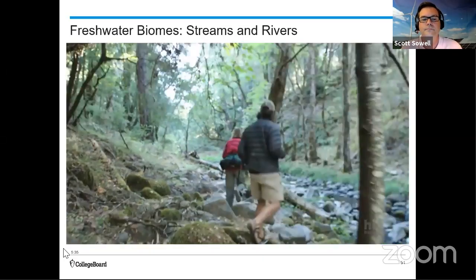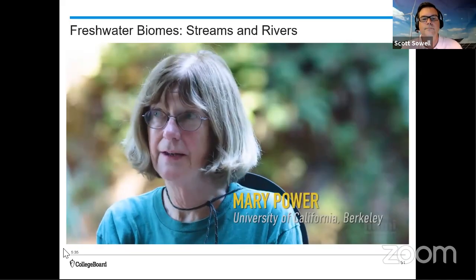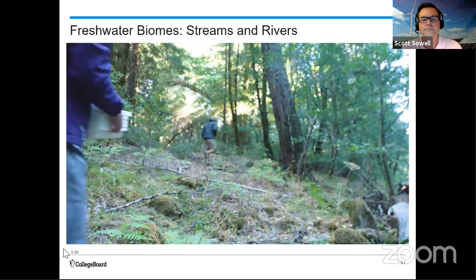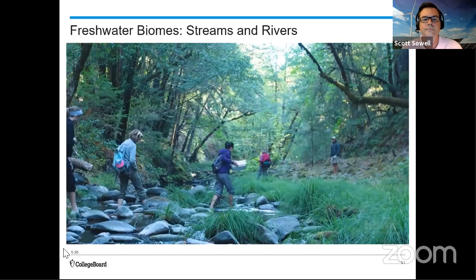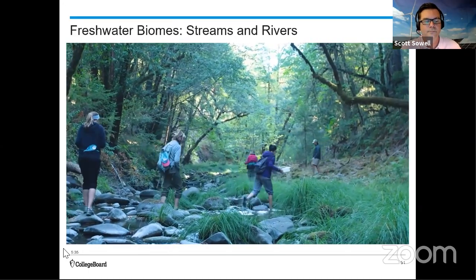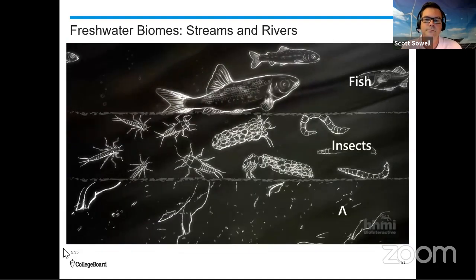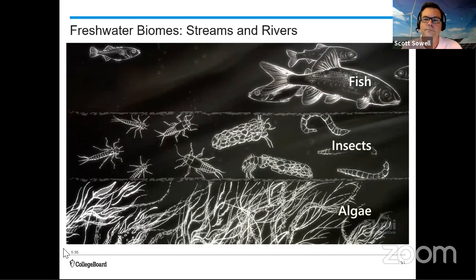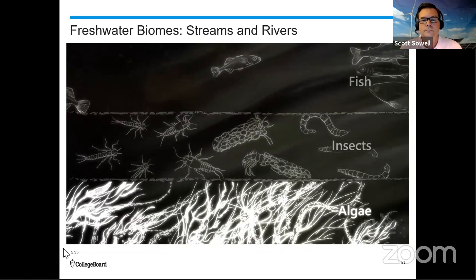Our Eyes on the Eel survey is 10 Berkeley students and me, and we go out 3 times a summer. We focus on 3 groups of organisms to get a picture of the river's food web: the fish, the aquatic invertebrates, and the algae. Now, algae are the base of the food web. They are at the lowest trophic level.